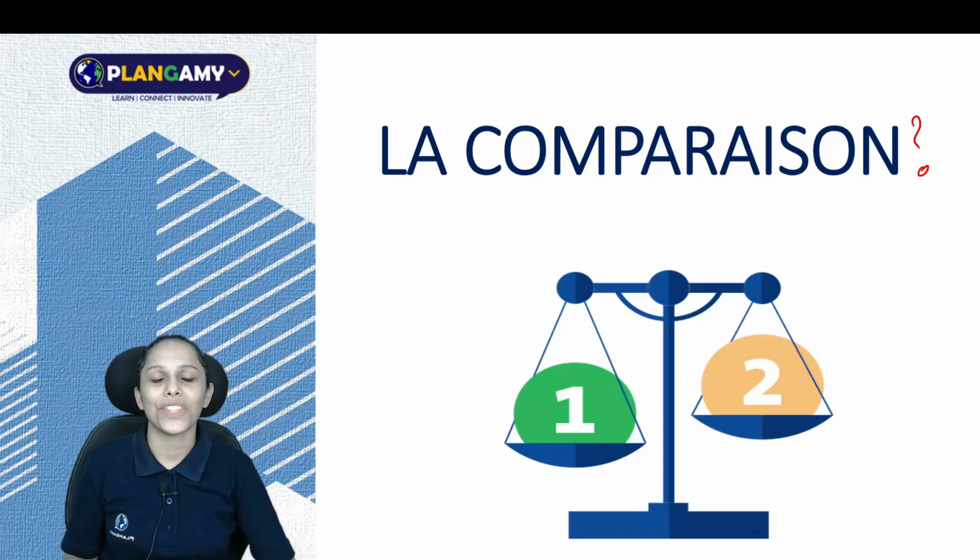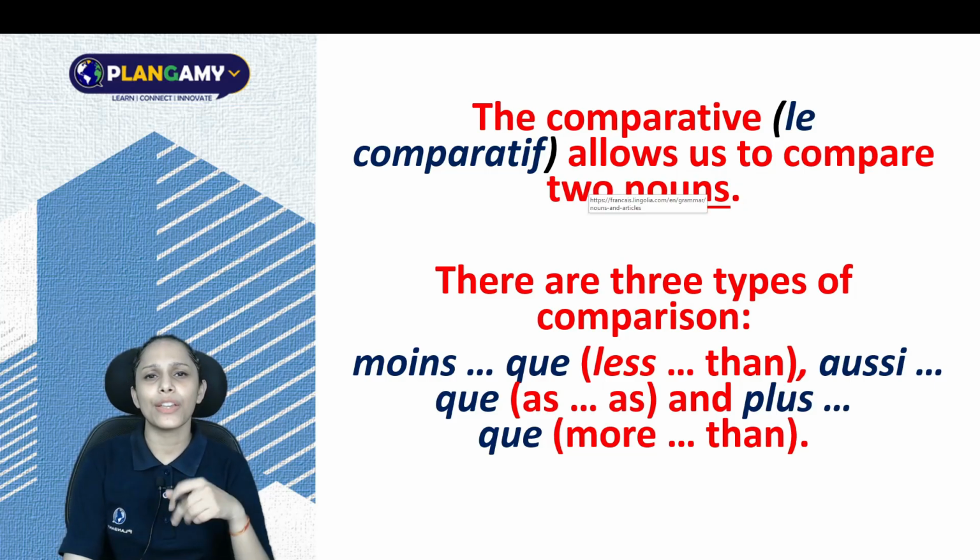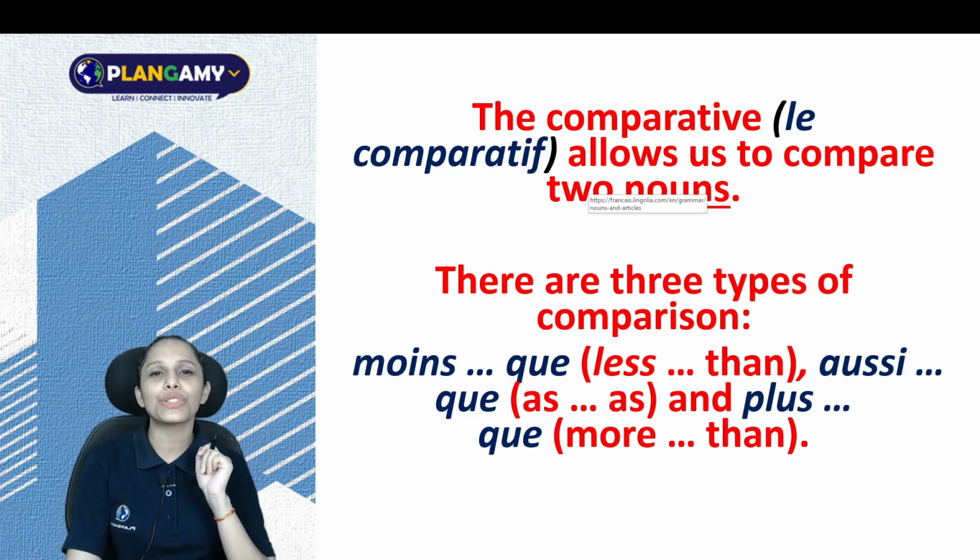For example, if you want to say that she is faster than me or she is as beautiful as me, what am I doing here? Very good. I am doing a comparison. Now, let's get started. The comparative, you can also say le comparatif in French. The comparative allows us to compare two nouns. Till here, it is clear that we are going to do comparison between the nouns.